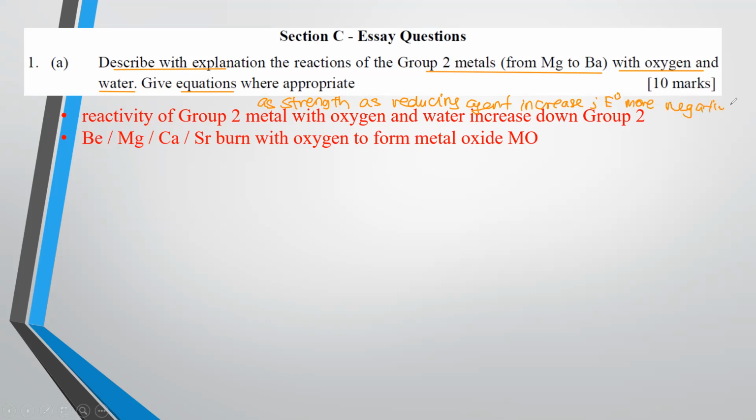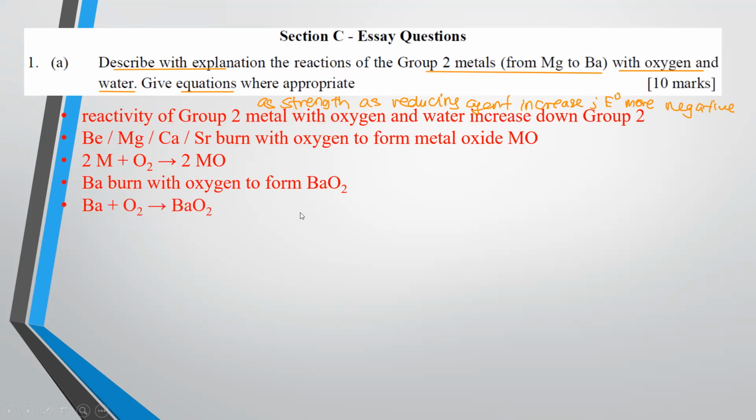Okay, so these are the statements that maybe you want to add inside here. So beryllium, magnesium, calcium, strontium bond with oxygen to form metal oxide, MO, according to the equation 2M plus O2 gives 2MO. Whereas barium bonds with oxygen to form barium peroxide, according to the equation Ba plus O2 gives BaO2. So try your best to write it down.